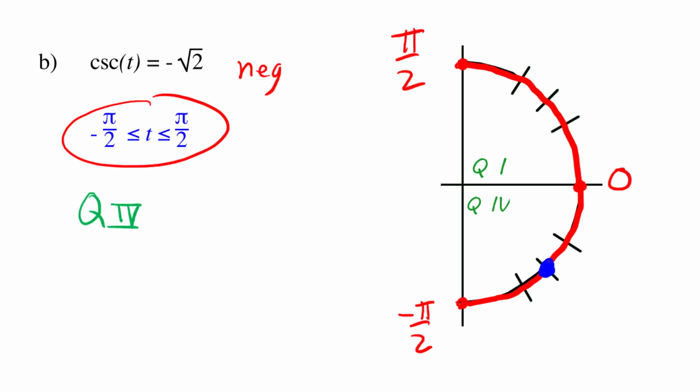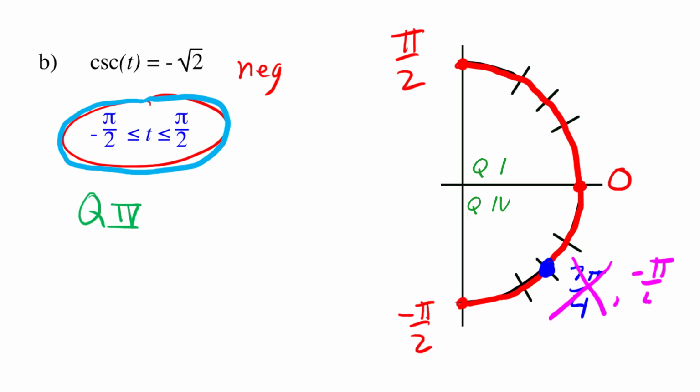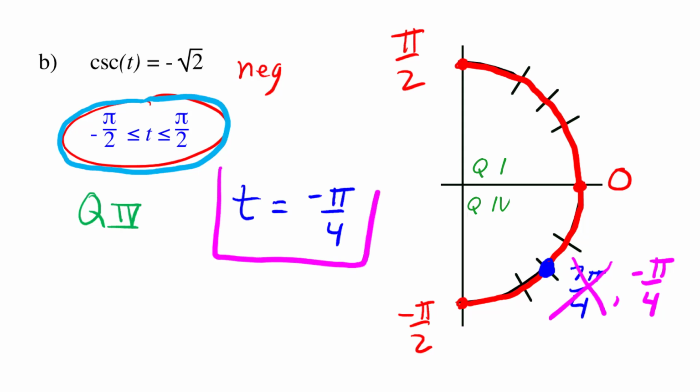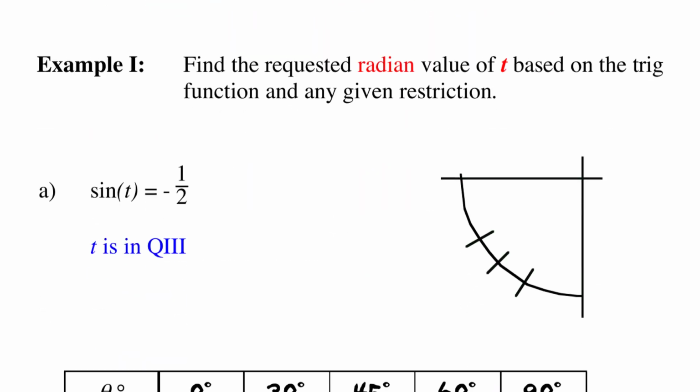So again, the pi over 4 value in quadrant 4 is 7 pi over 4. Wait a minute, that doesn't seem quite right. No, we have to be between negative pi over 2 and positive pi over 2. Well, that means that, yes, it's the same location as 7 pi over 4, but it's not the same value. It's coterminal to 7 pi over 4. It is actually negative pi over 4. That is the radian value between negative pi over 2 and positive pi over 2. Same location, coterminal with 7 pi over 4, but 7 pi over 4 is not the answer.